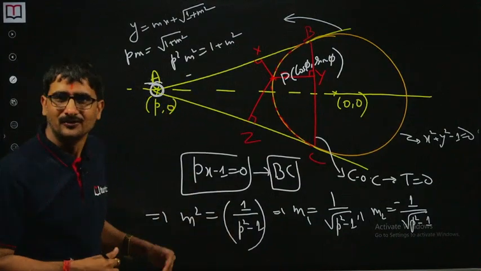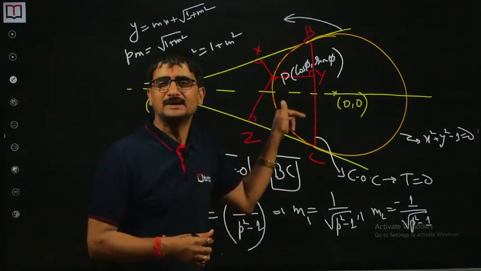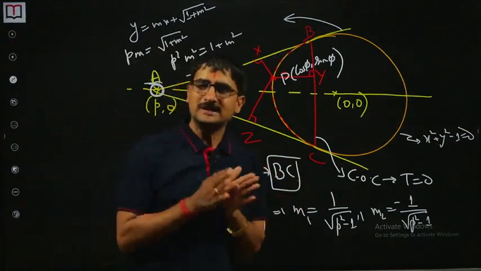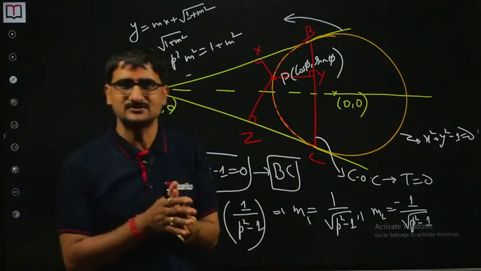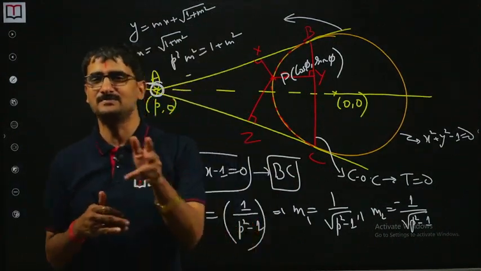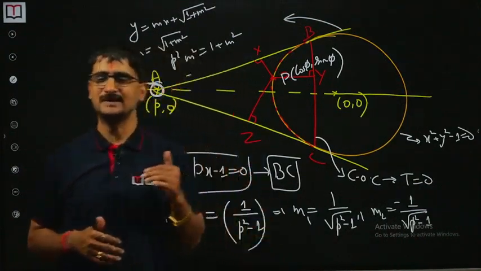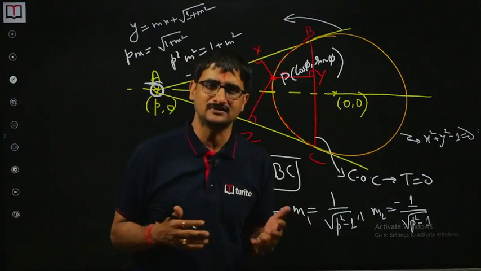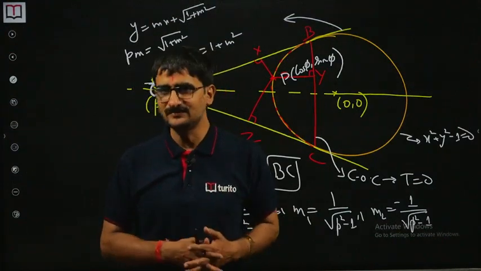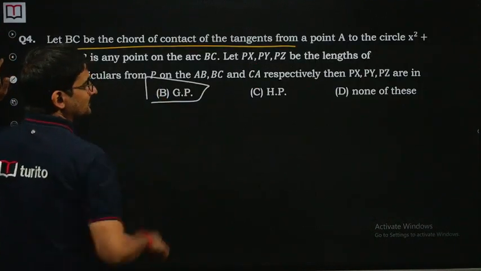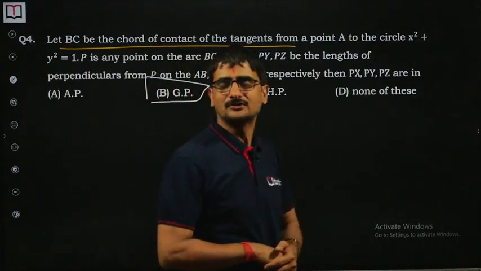Now get the length of perpendicular drawn from a point to the line, and when you multiply, I mean PY square, that's what you need, you will get PY, PX, PZ. You have to see that 2 times PY is PX plus PZ, or PY square is PX into PZ, whatever it is. So whichever relation it satisfies will give you the answer. So I am telling you here that the answer is GP. So PY square has to be equal to the product of PX and PZ.